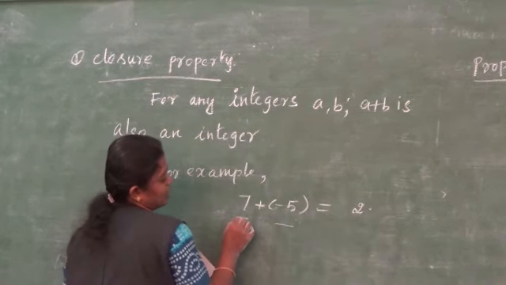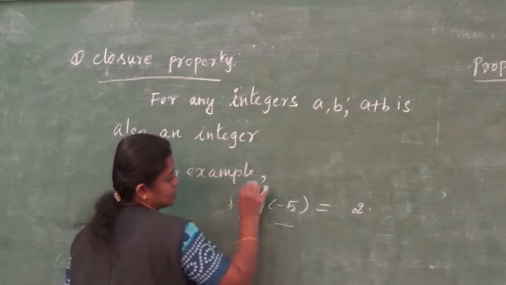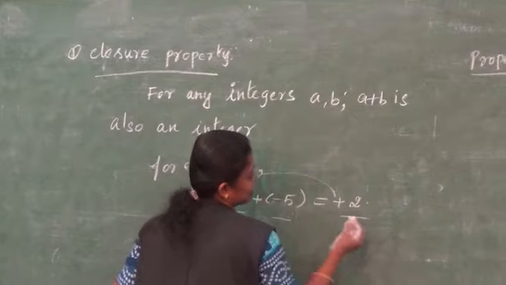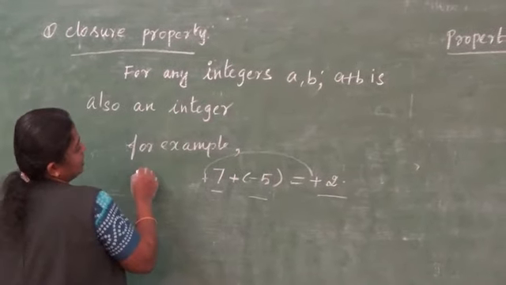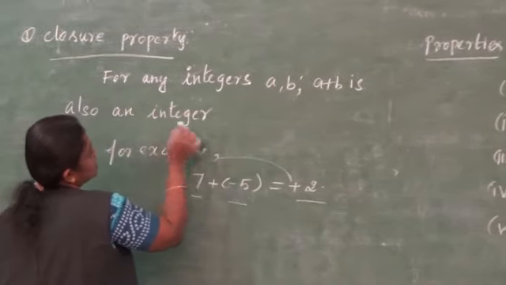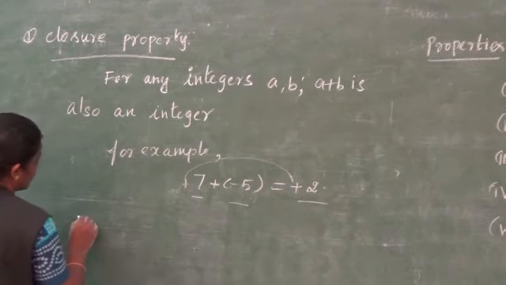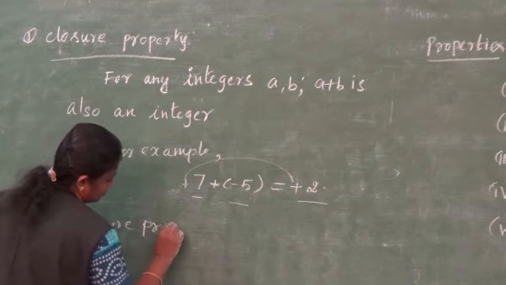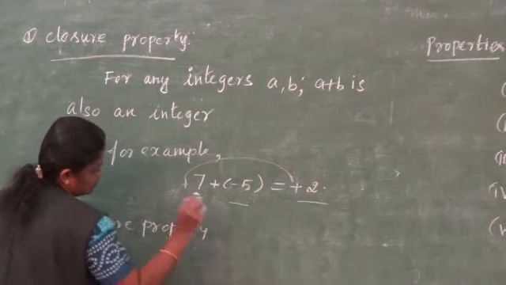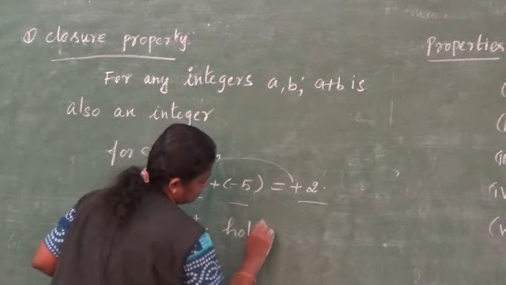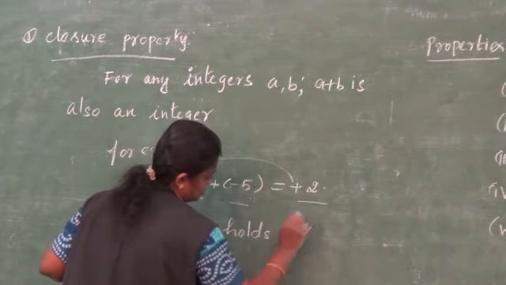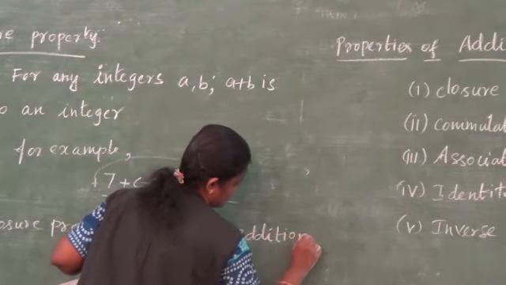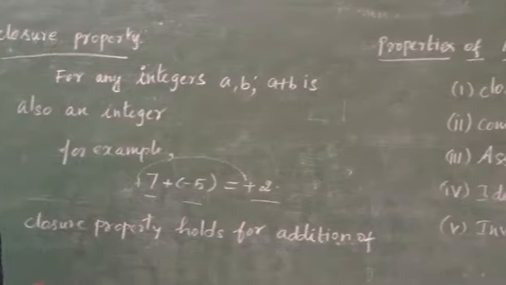Now, greater number is 7. The sign is positive, so the result is plus 2. 2 is an integer only. So, for any integers A and B, A plus B is also an integer. So, closure property holds for addition of integers.